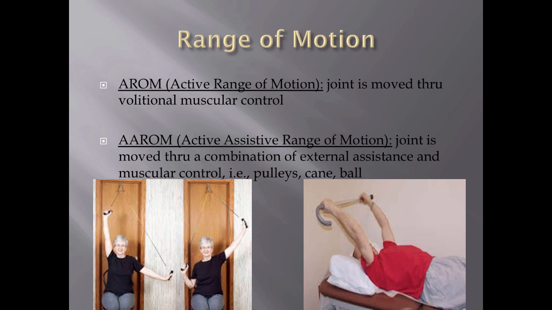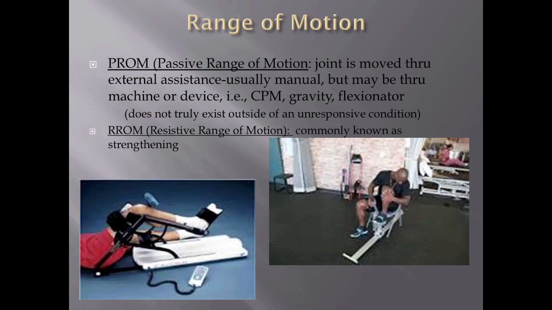And then we have active assistive range of motion, where the movement occurs with assistance, maybe from the other arm, through a pulley, using a cane, or rolling on a ball. So you have some type of external assistance. So you're not getting just the muscle that's controlling the activity.